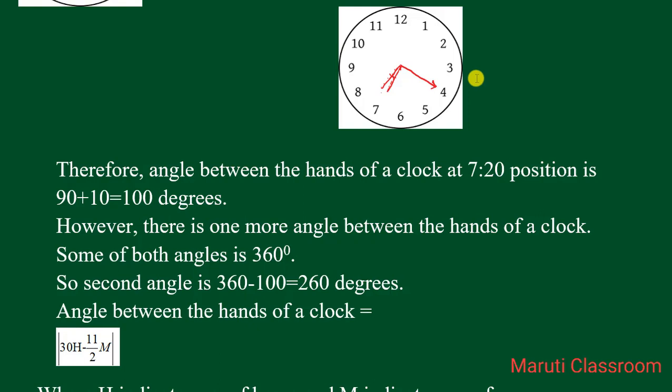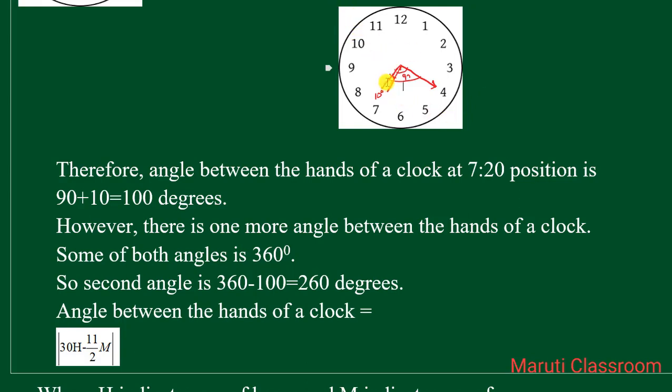So this is equal to 20 into half degree, 10 degrees. So this angle we have to find actually. This angle is 90 degrees we discussed, and this is 10. So this angle is 90 plus 10, 100 degrees. So angle between the hands at 7:20 position is 90 plus 10, 100 degrees.